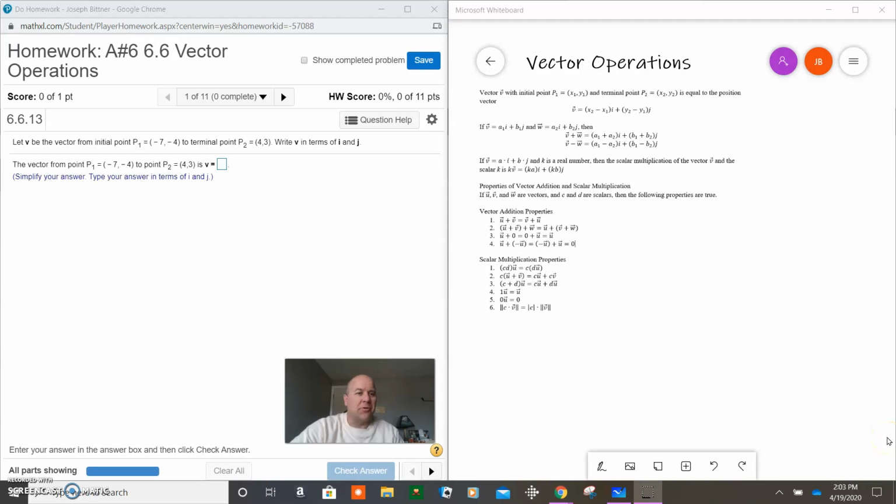Welcome, trigonometry students, and we're getting into vector operations. I again have a split screen of the homework on the left side and the notes on the right side. I know there are 11 problems, but it's going to feel like you're back in Algebra 1 after you complete this homework assignment. If you haven't already, these notes, you can actually print this out.